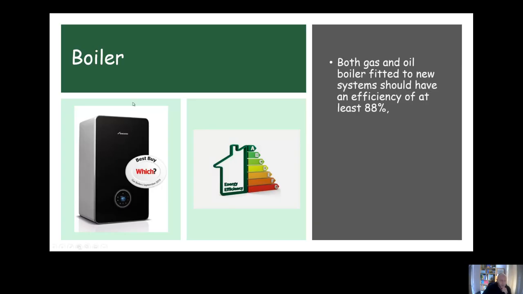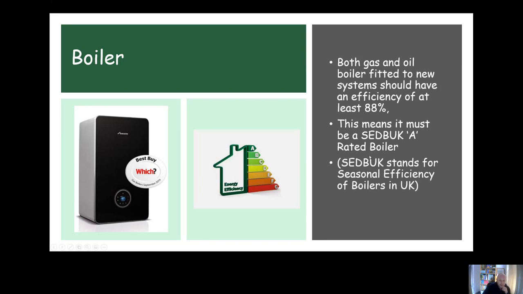Alrighty. Boilers. Both gas and oil boilers should have an efficiency of at least 88%. And that actually means they fall into the SEDBUC A rated category. SEDBUC stands for Seasonal Efficiency of Domestic Boilers in the UK.